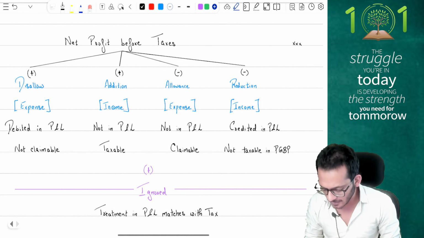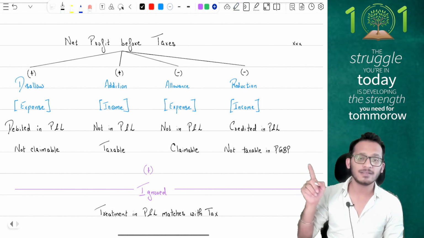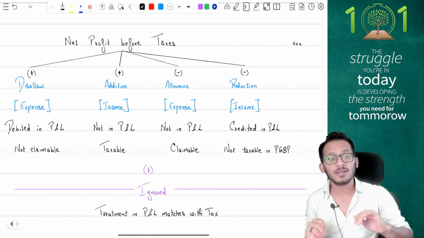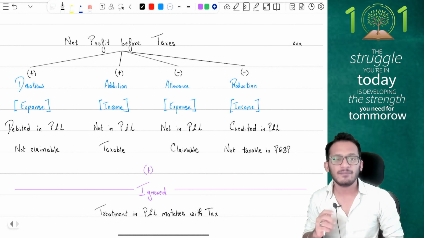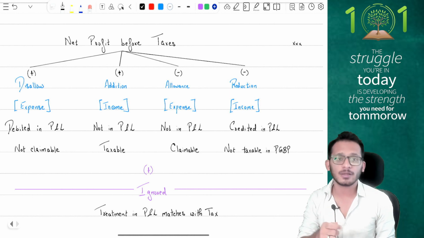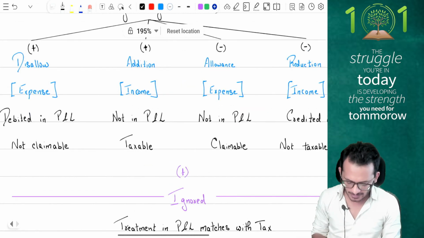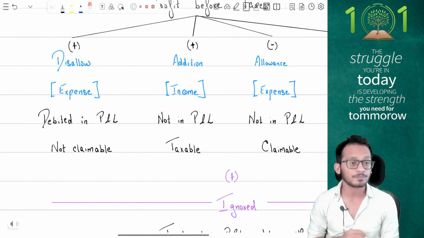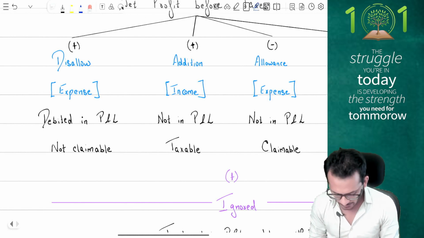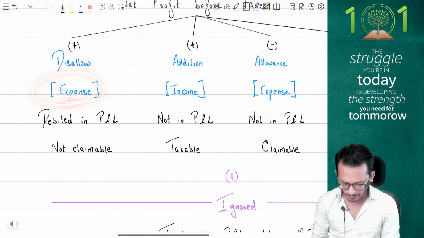If I'm telling you that I'm doing something called a disallowance, it means something was allowed in accounts and should not be allowed in taxation. When you say allowed in accounts, you're talking about expenses. So disallowance in all practical sense means you have an expense in accounts which is debited to P&L already.